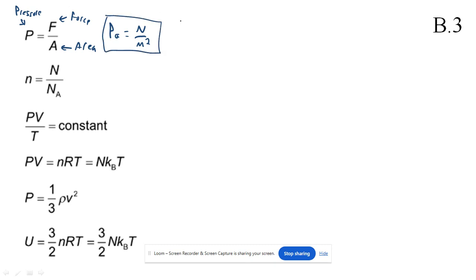Remember that it takes 1.013 times 10 to the fifth pascals just to equal an atmosphere, 14.7 psi, which is an atmosphere, right? So in some ways, psi is a better unit here for us, right?